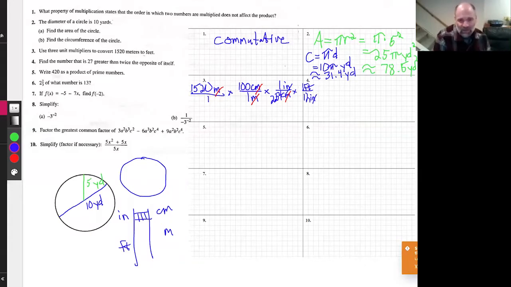If you multiply fractions, you just multiply across. So 1520 times 100 times 1 times foot. Okay, so the feet goes on top, and then you're left with what's on the bottom, 2.54 times 12.